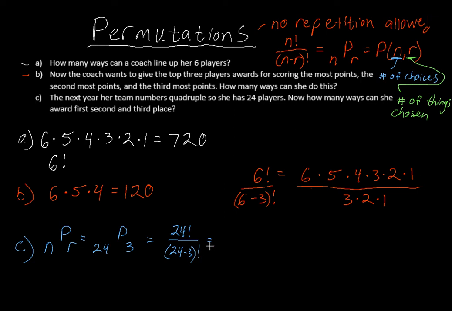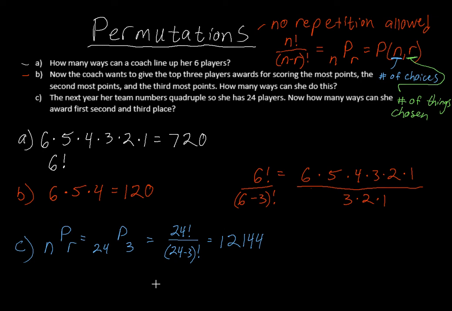Again, if you were to write it all out on a piece of paper, it's not going to take that long. Yeah, you're going to have to write out 24 numbers, and it's going to be a huge pain, but life goes on. Once she has 24 players, you end up with 12,144 different combinations. That's a lot of different ways that they can choose first, second, and third place.